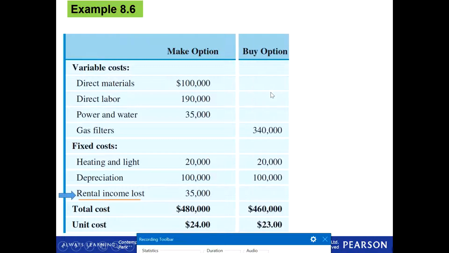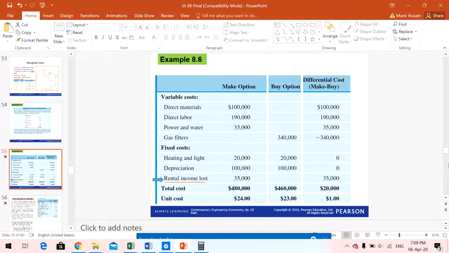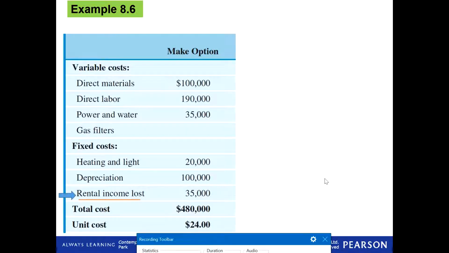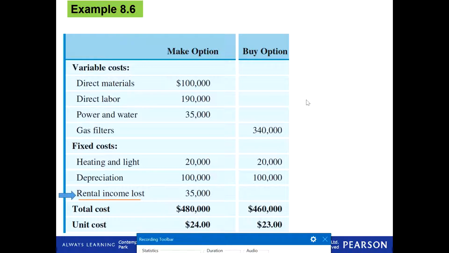right, this was the opportunity cost. And if we buy it from outside and we don't produce, there is no material, and of course we are not using labor, nothing. This variable cost is zero because we are no longer making it. What is the cost? We are paying for the gas filter, which is 20,000 units. How do we get this? 17 was the price times 20,000 units, so it was 340,000. So 340,000 is our cost one.